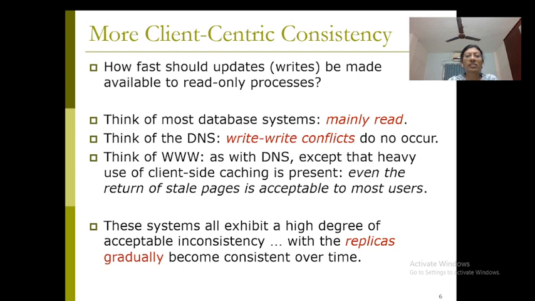More on client-centric consistency. How fast should updates or writes be made available to read-only processes? Think of most database systems, mainly read. Think of DNS. Write-write conflicts do not occur. Think of the WWW as the DNS, except that heavy use of client-side caching is present. Even the return of stale pages is acceptable to most users. These systems all exhibit a high degree of acceptable inconsistency, with the replicas gradually becoming consistent over time.